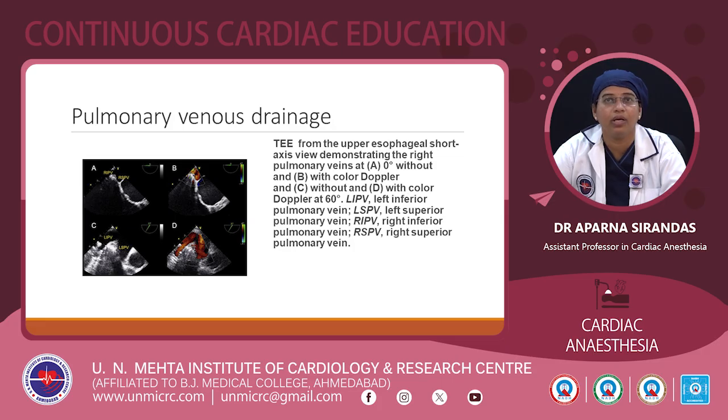0 degrees without and with color Doppler, and at 60 degrees without and with color Doppler. In this you can see the right inferior pulmonary vein and right superior pulmonary vein in the A figure, and it is a color Doppler view. And again in the C figure you can see the left inferior pulmonary vein and left superior pulmonary vein, with contrast D in color flow Doppler view.